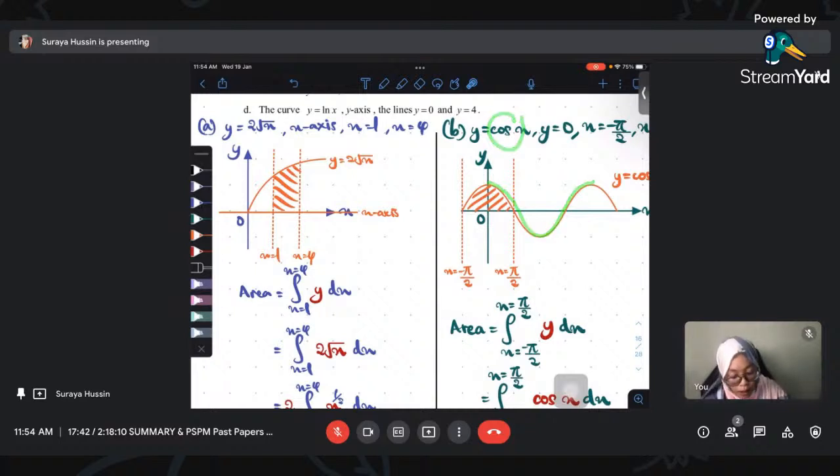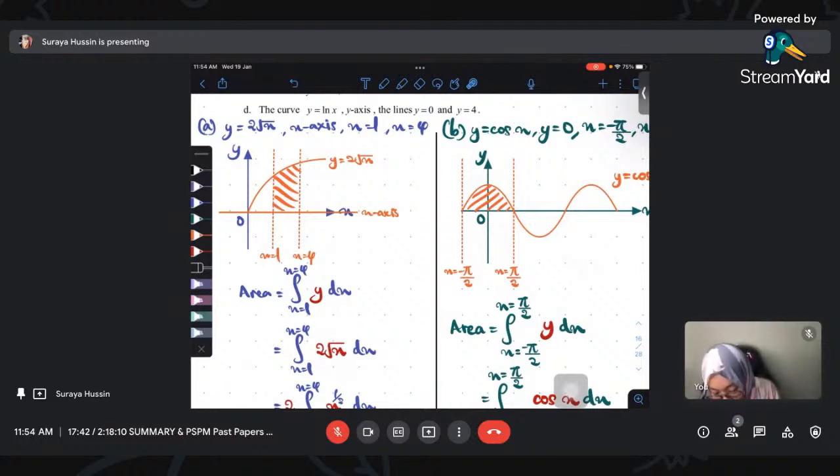You must know how is the shape of the sine graph, tangent graph. Kalau kamu belum tahu, maksudnya you have a problem. Okay. So, untuk mengatasi problem tersebut, tolonglah belajar. Make an effort to it.